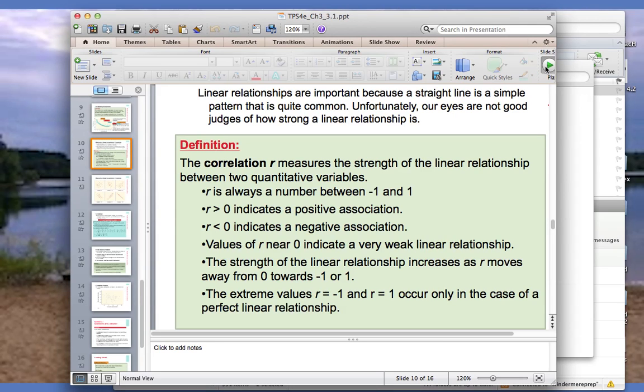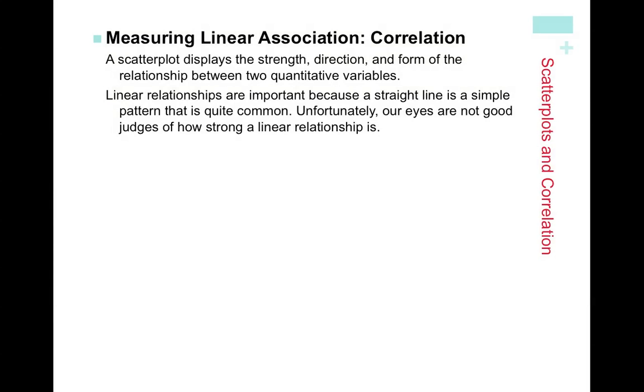Let's talk more about linear data. We're going to talk about how we measure how good a line is to represent our data. And the way we do that is we talk about correlation. In a scatter plot, we look at the strength, the direction, and the form of the relationship between two quantitative variables.